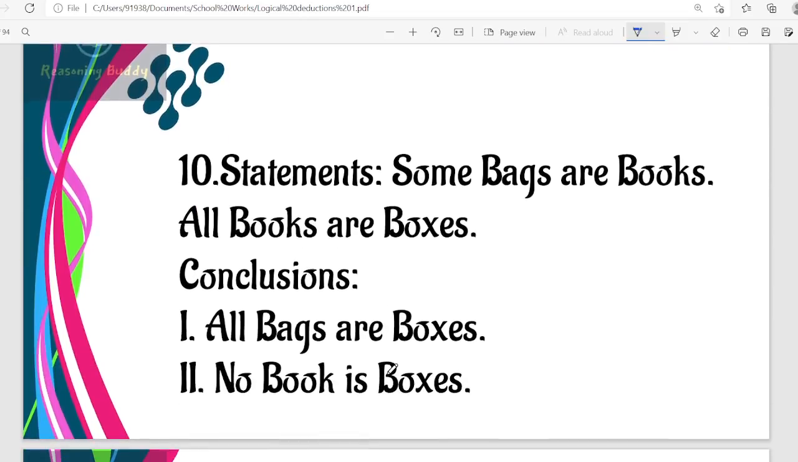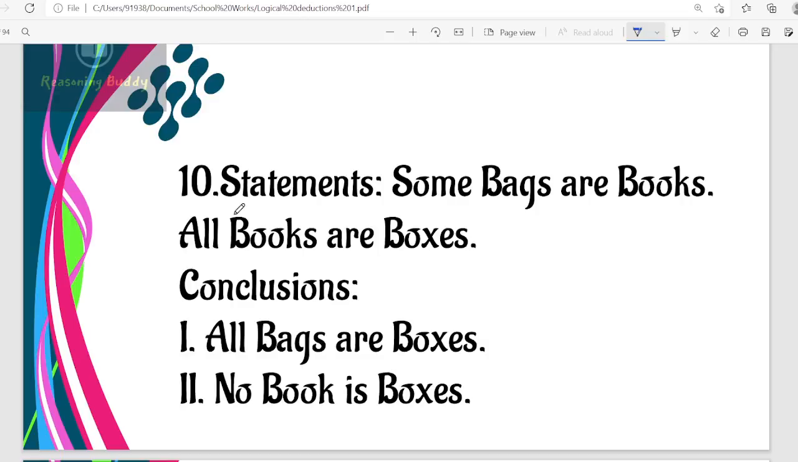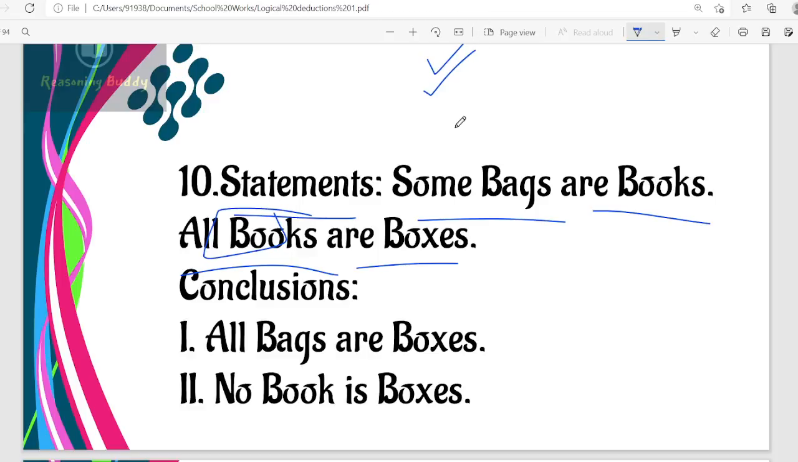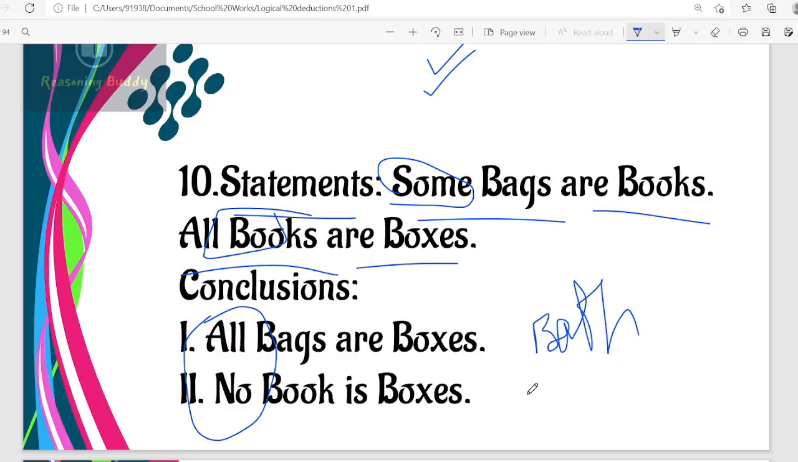Next statement. Some bags are books. All books are boxes. So common term is books. It is distributed at least once. So first two rules are verified, and according to rule number 6, one particular should be there. So the answer must be particular. So here there are no particulars. These are universal affirmative and universal negative. So both are false. Given two conclusions are false. So the option is neither nor. You can go for neither nor.